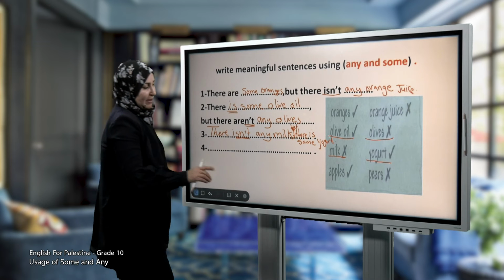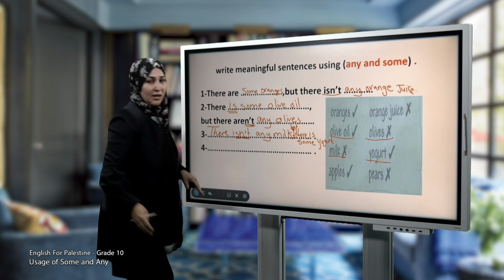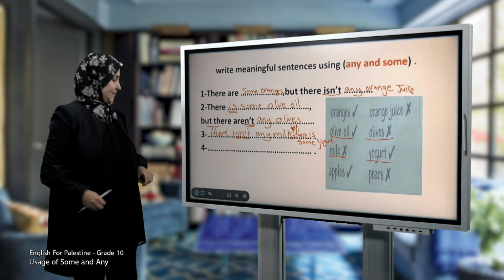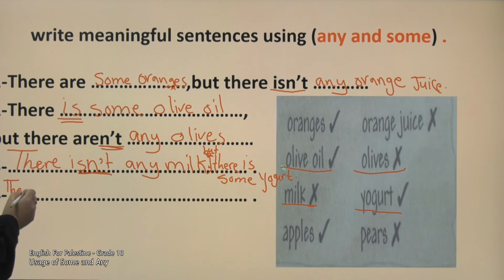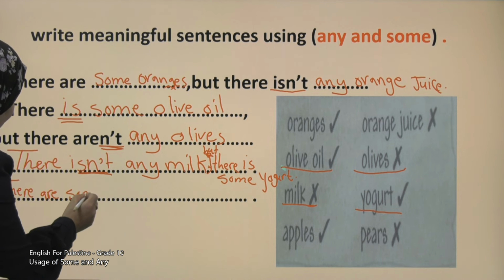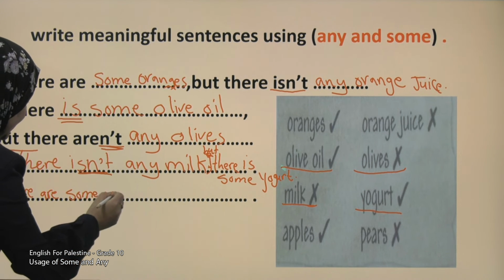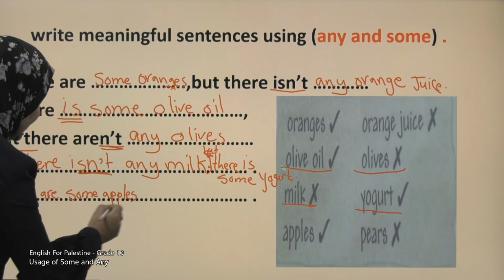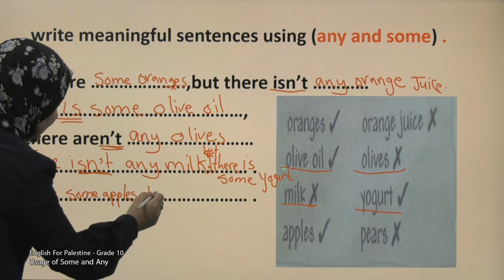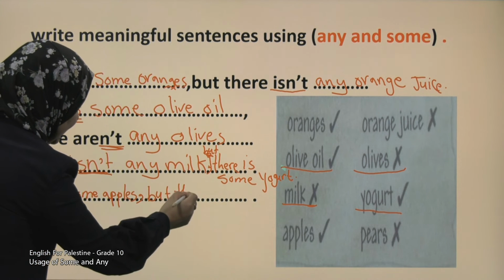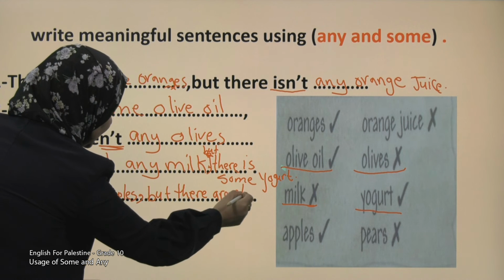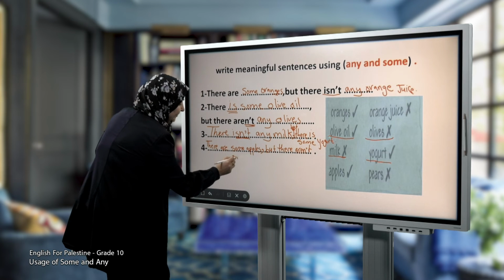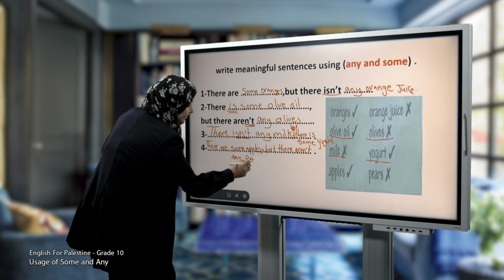The last sentence, again together, we are going to talk about apples and pears. Remember that apples and pears are countable nouns. So, there are some apples, but there aren't any pears.